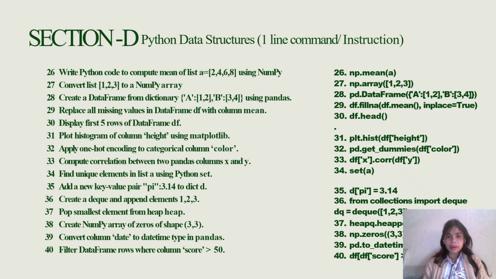36. Create a deque and append elements 1, 2, 3: from collections import deque, dq equals deque([1, 2, 3, 4]). 37. Pop smallest element from heap: heapq.heappop. 38. Create a NumPy array of zeros of shape 3, 3: np.zeros((3, 3)). 39. Convert column date to datetime in pandas: pd.to_datetime. 40. Filter data frame rows where column score is less than 50: df[df['score'] < 50].